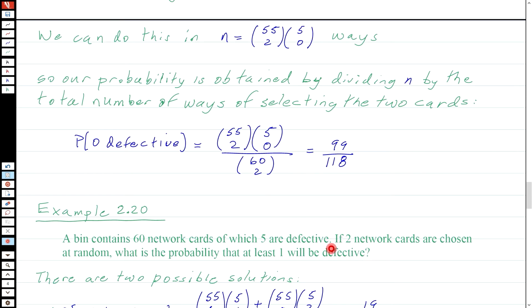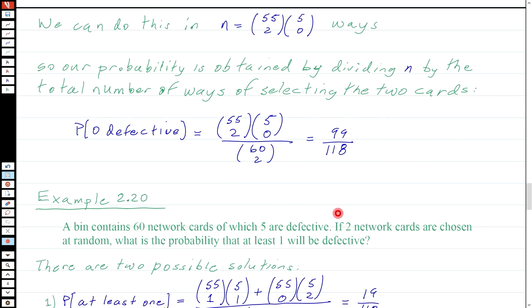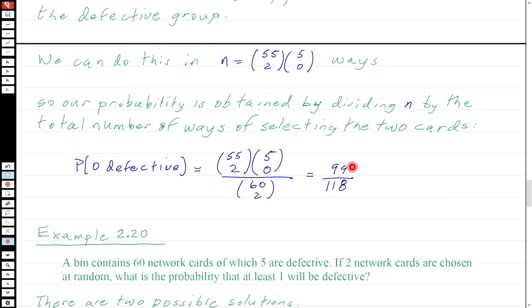Well, we can extend this problem a little bit. We've got the same bin, 60 cards, 5 are defective. We're still selecting 2 network cards. What is the probability that at least 1 will be defective? Well, there's actually 2 ways we can do that. We know that this is the probability of none defective, and at least 1 means that either 1 is defective or 2 are defective, which is the complement of none defective. So the probability of at least 1 defective is 1 minus 99 over 118.